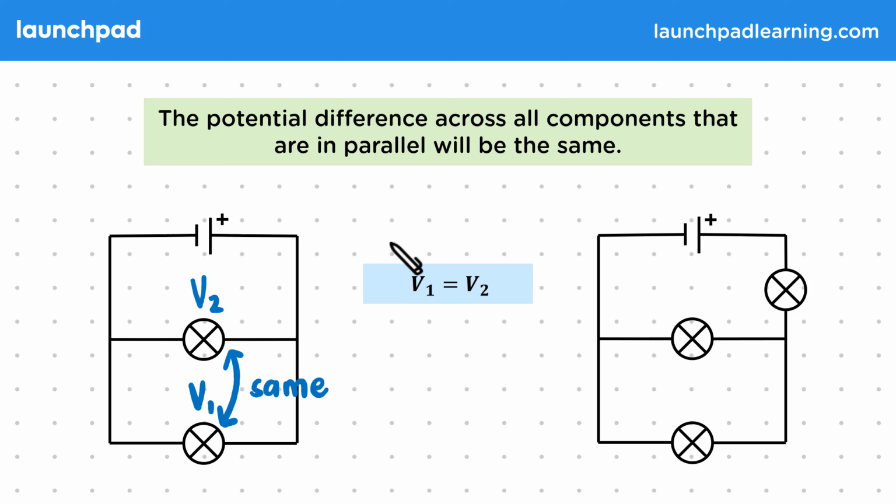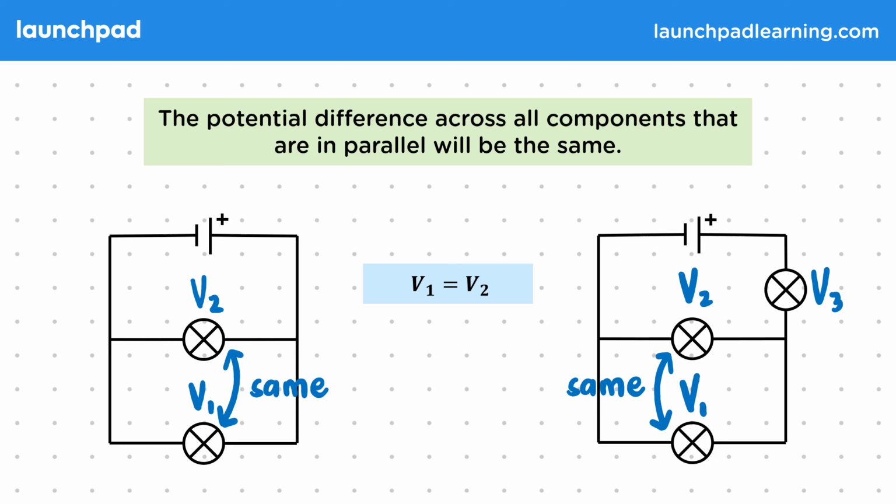For example, this explains why we always connect voltmeters in parallel. But be careful you don't use this in the wrong situation. For example, in this circuit on the right, we can also say these parallel lamps have potential differences of V1 and V2, which will be the same. But what about this third lamp, which we could say has a potential difference of V3?